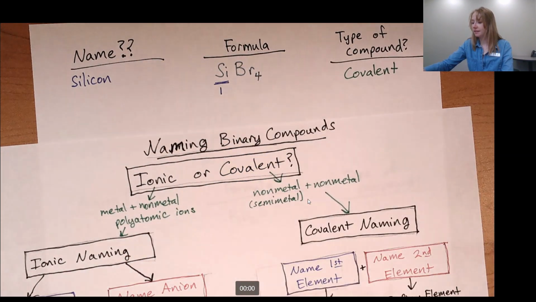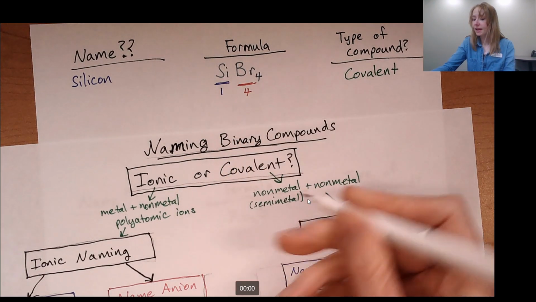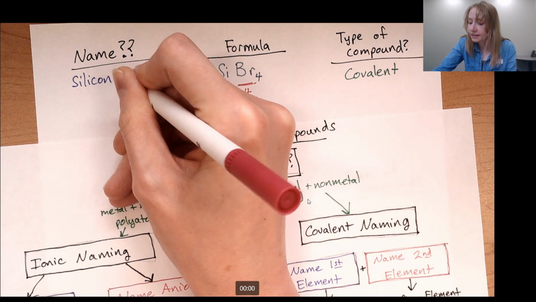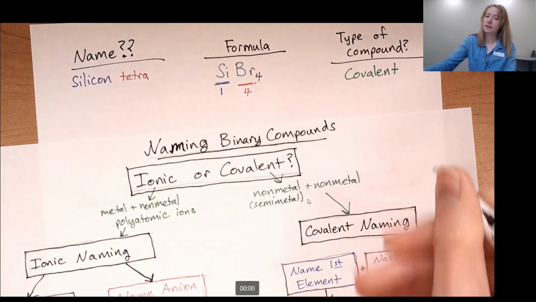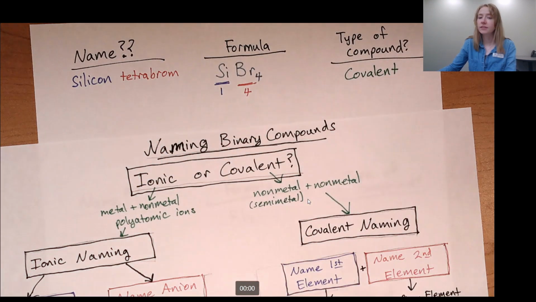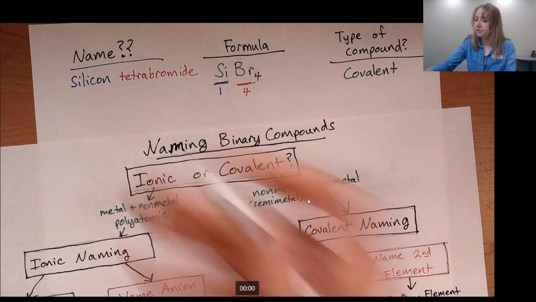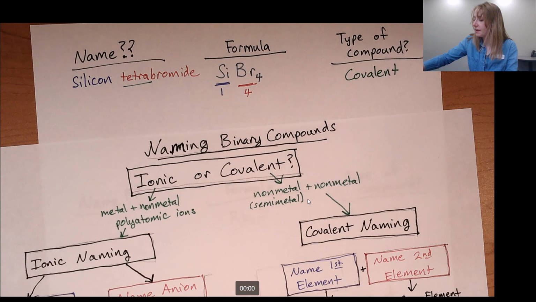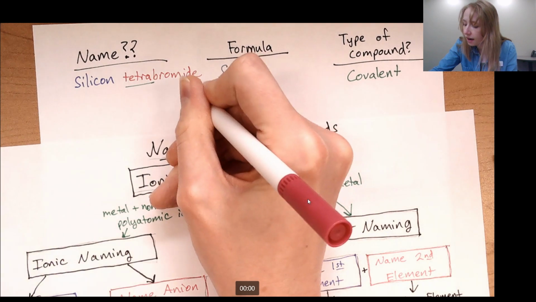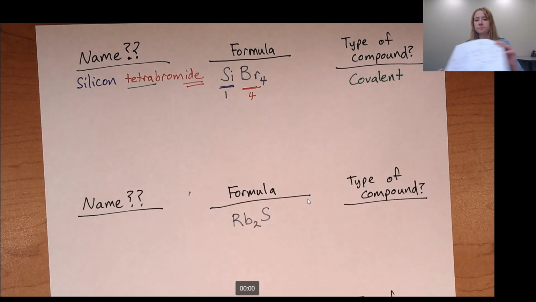And then for my second element, I have 4 bromine. The prefix for 4 is tetra. So I am going to write tetra. And then my element, but I am going to change the ending of the element to IDE. So I have a prefix indicating that there's 4 bromine, and then because this is the second element and the end of the compound name, it's going to end in IDE. So the compound is named silicon tetrabromide.